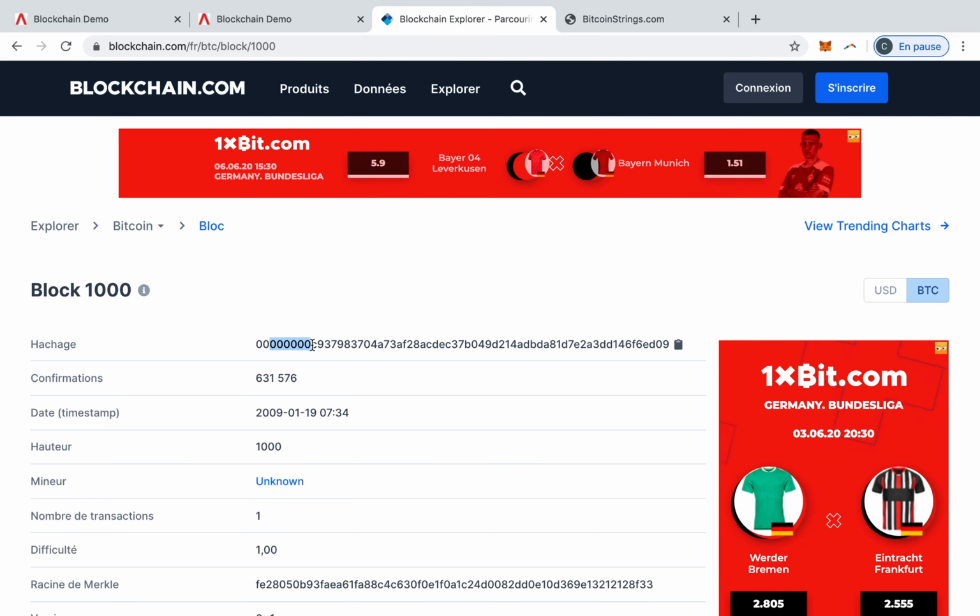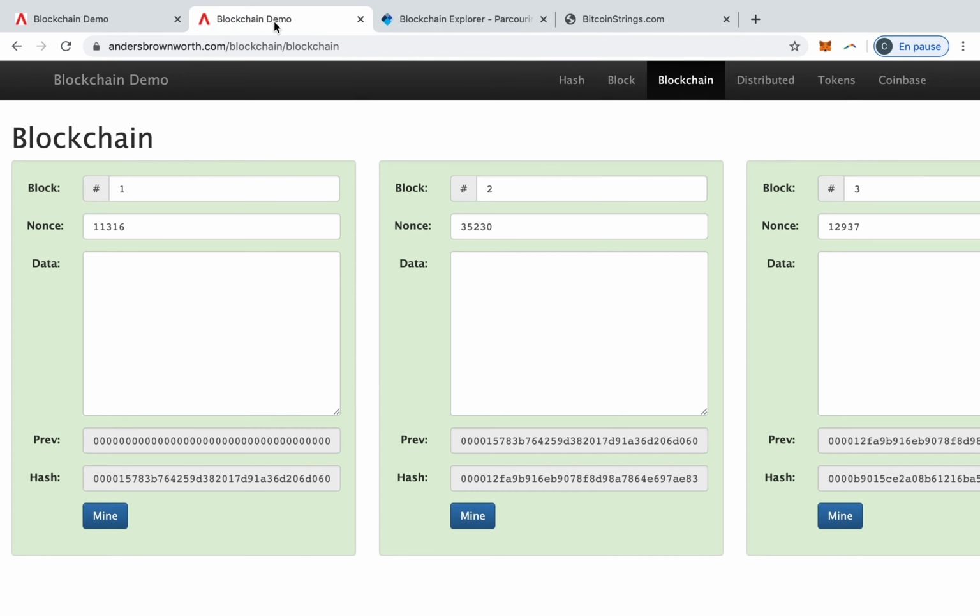So let's say tomorrow the hashing power of the computer doubles. Then the number of zeros required will rise so the problem always takes 10 minutes to solve. Remember, by design in the Bitcoin blockchain, the mining problem has to take 10 minutes to be solved. And this assures the immutability of the blockchain.